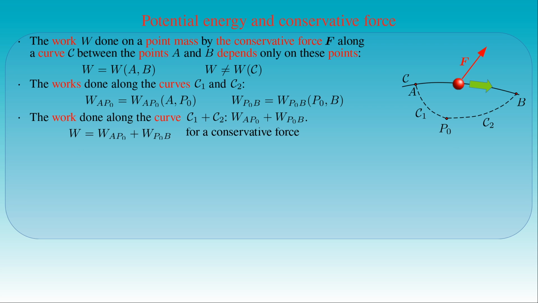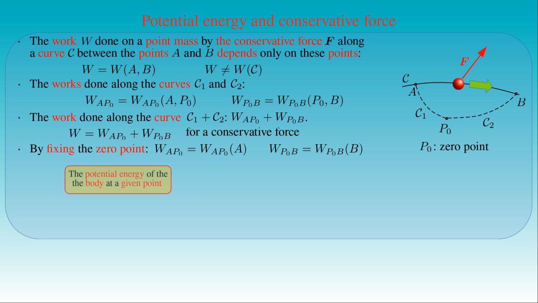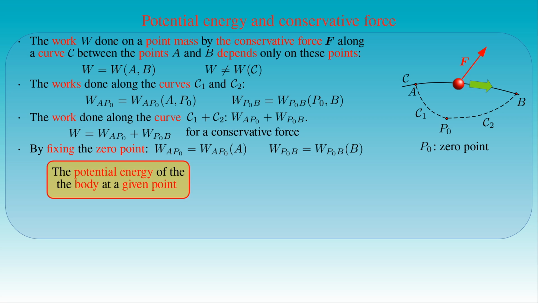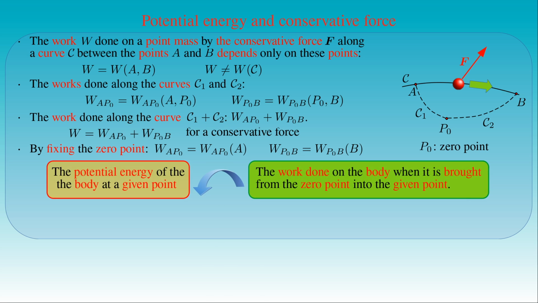However, if we fix this point, called the 0 point, only the points A and B are needed to determine the works done along the curves C1 and C2. If we introduce a 0 point for the conservative force F, then the potential energy of a body at a given point can be measured by the work done on the body by the force when it is brought from the given point into the 0 point.